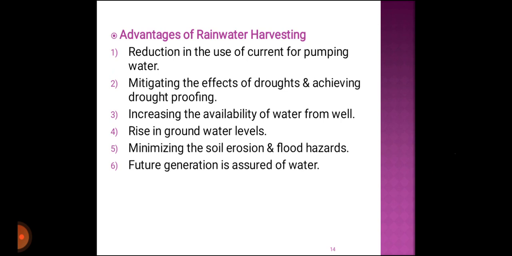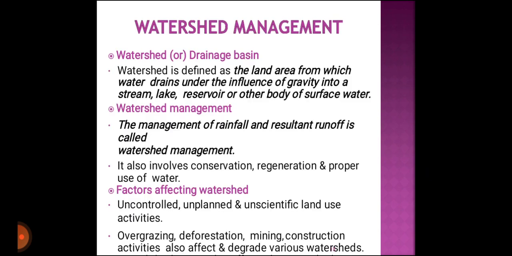Then the next method is watershed management. Watershed management and drainage basin is another important method of water conservation. The watershed is defined as the land area from which water drains under the influence of gravity into a stream, lake, reservoir or other bodies of surface water. Watershed means the land area from which water drains under the influence of gravitational force. The water from the upper layer goes deep into the ground, stream, lake, reservoir or body of surface water. That is called the watershed.